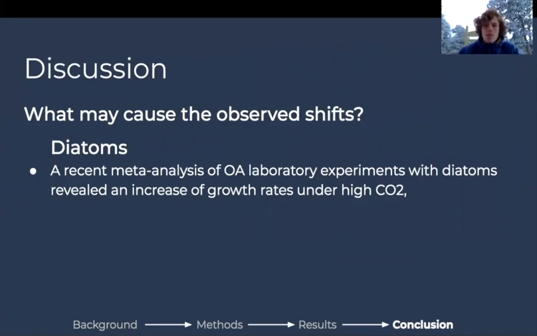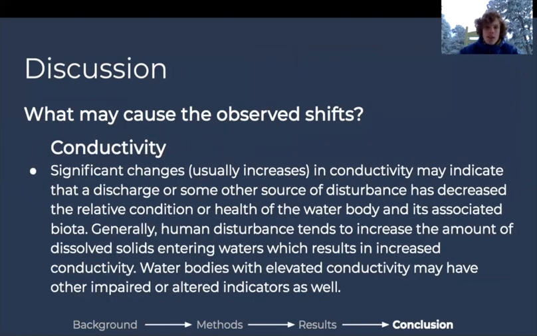First off, with diatoms, some research has indicated that increased CO2 increases the number of diatoms. That kind of makes sense because the number of houses increased and the number of diatoms also increased. Next, with conductivity, as I said in the beginning, when conductivity increases, that means that more human disturbance has happened in this pond. As you can see below, increased conductivity may indicate a discharge or some other source of disturbance.